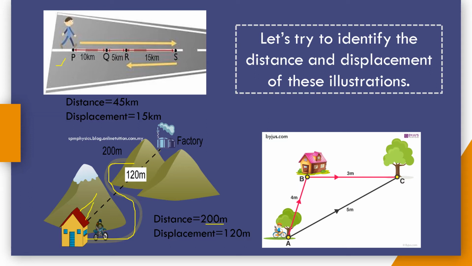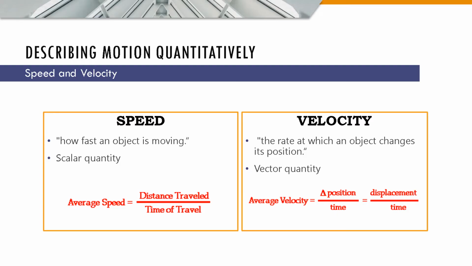Then, the displacement is 120 meters. So, dito naman tayo sa bahay. Let us try to identify the distance from point A to point C. From point A to point B, that is 4 meters, plus from point B to point C, that is 3 meters. Therefore, the distance is just 7 meters. 7 lang po dapat yan. Okay, so 7 meters. Then, the displacement is 5 meters. So, yun po ang ating displacement.